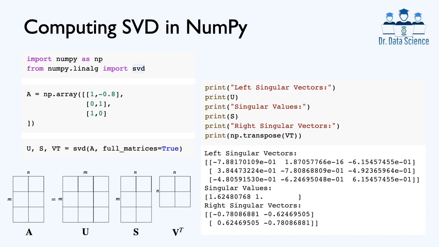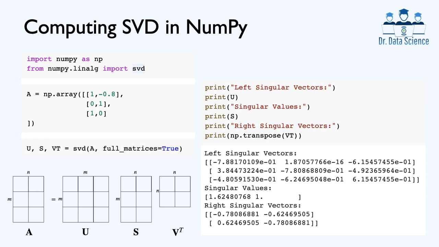And now we can print U, which contains the left singular vectors, and then the diagonal matrix S. And remember that the S that this function gives us is always a one-dimensional array, which you can see here: the first element is 1.62, and the second element is 1. And as we said, these are always in non-increasing order, meaning that the second one here, which is 1, is less than 1.62.